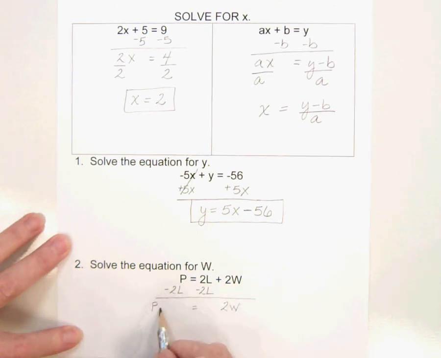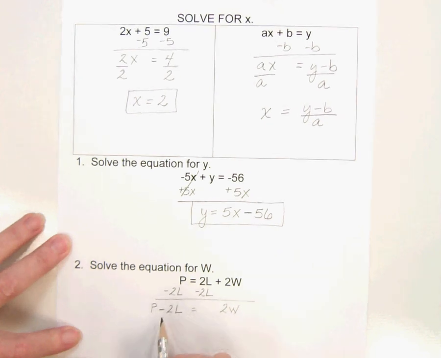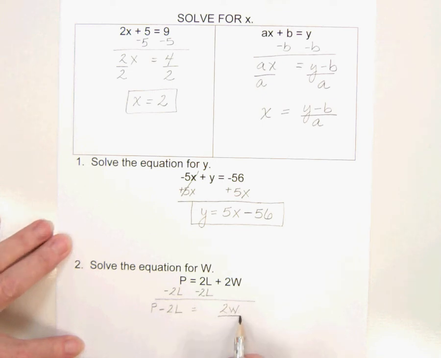Take the P minus 2L and write it horizontally to show that you can't really subtract because you don't know what your variables are. But this one, we want to solve for our W. 2 times W means you're multiplying, so the inverse of multiplication is division. You would divide both sides by 2. 2 divided by 2 is 1. That leaves you with 1W.